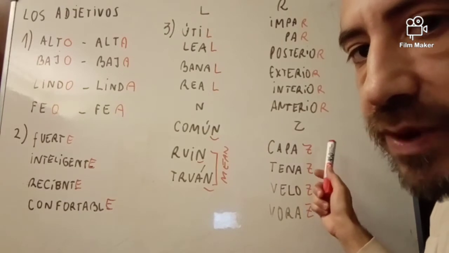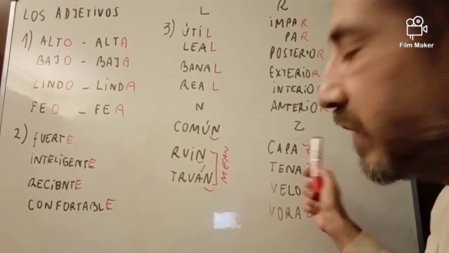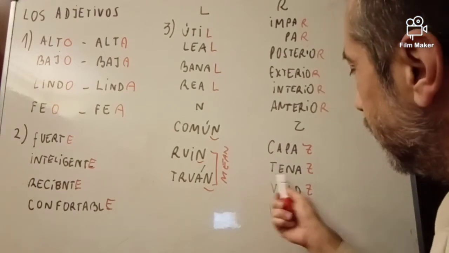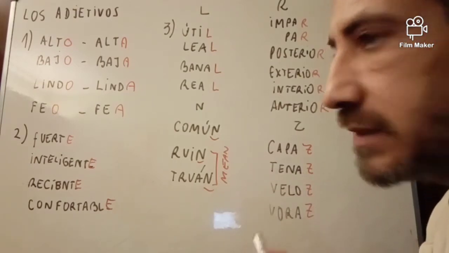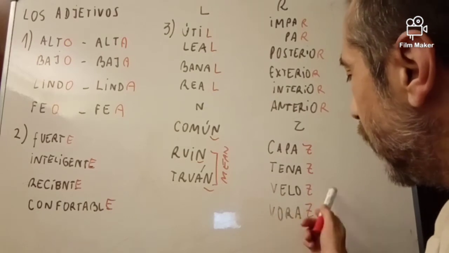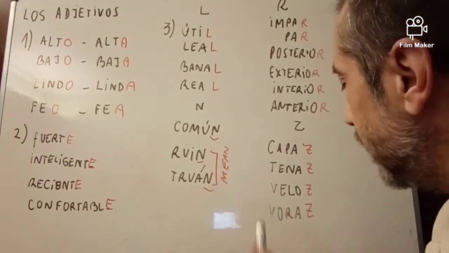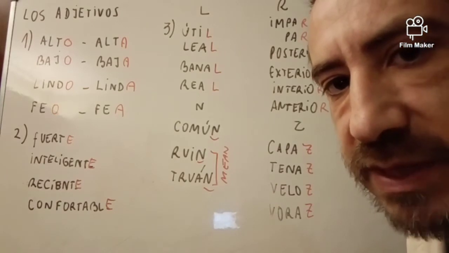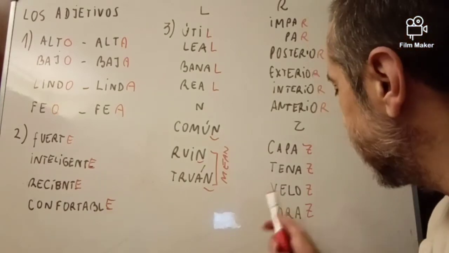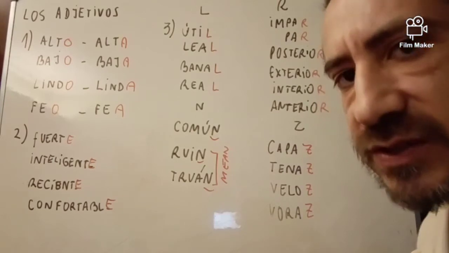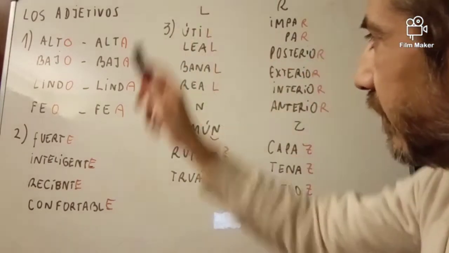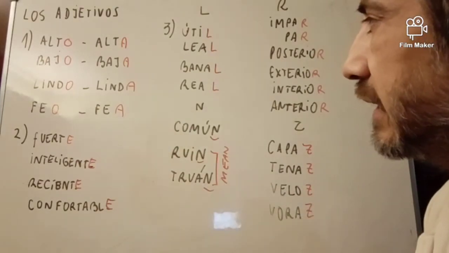capaz, remember in Spain, capaz. Capaz, capable, able. Tenaz, tenacious. Veloz, speedy. And voraz, voracious, ravenous. So these are the 3 cases.